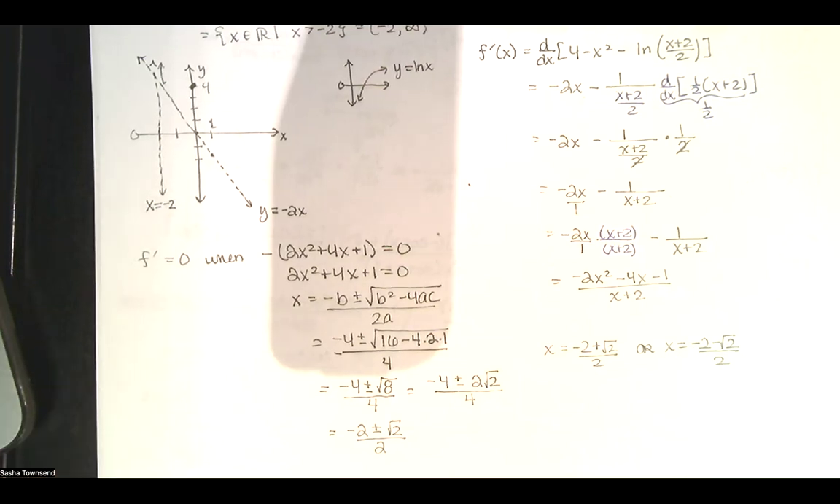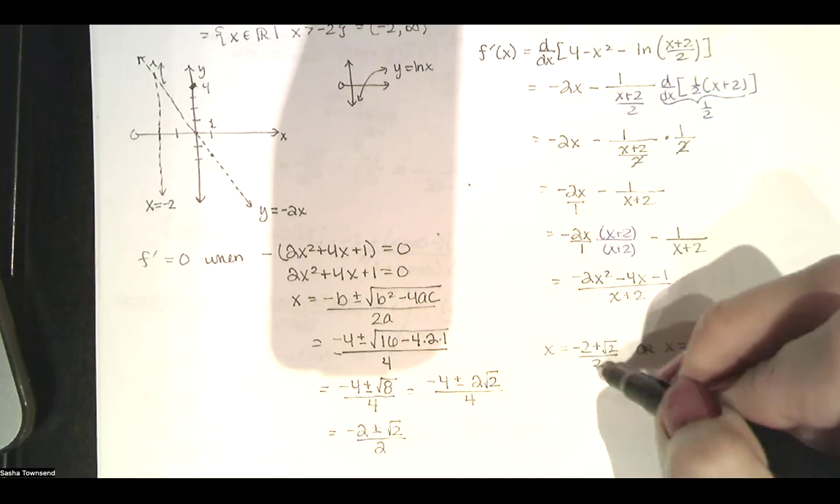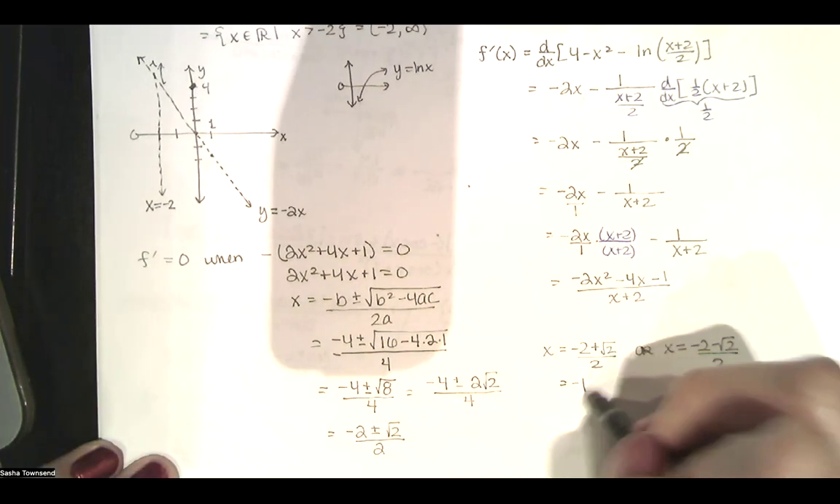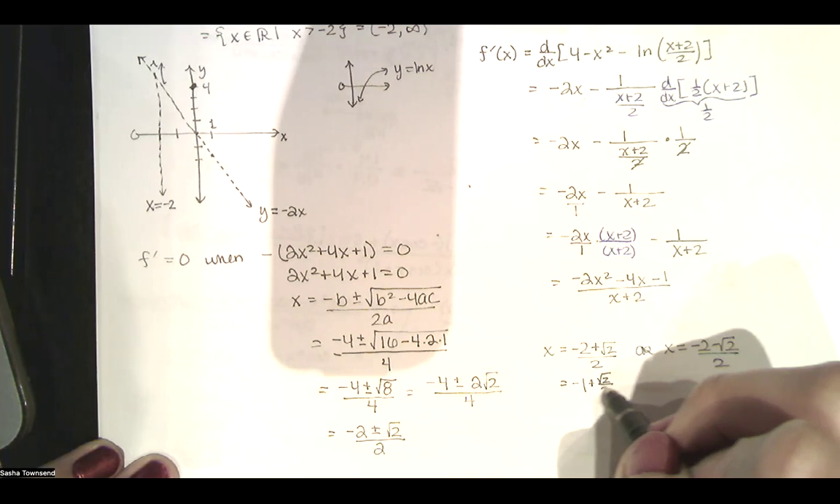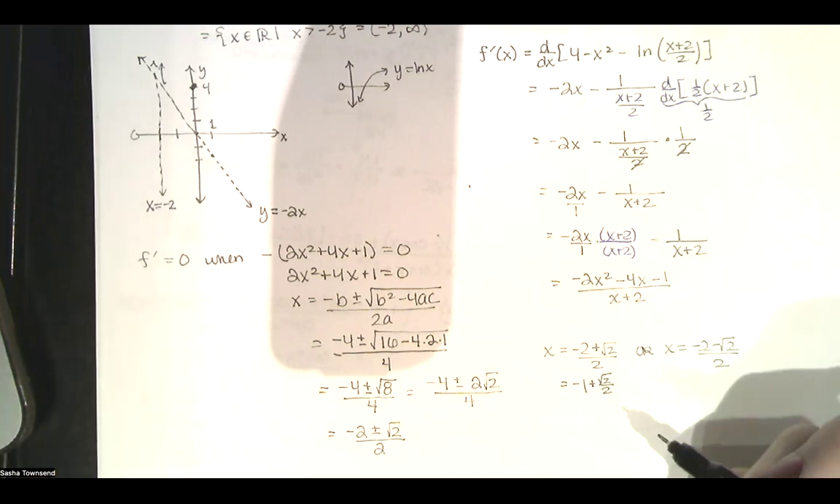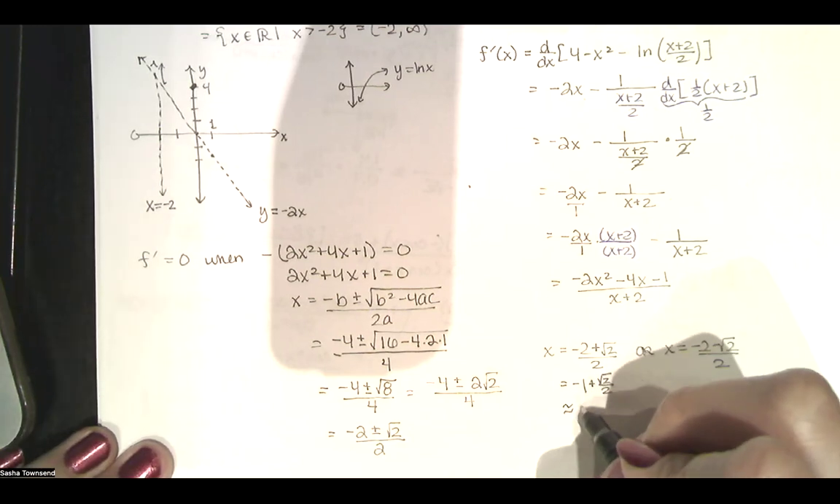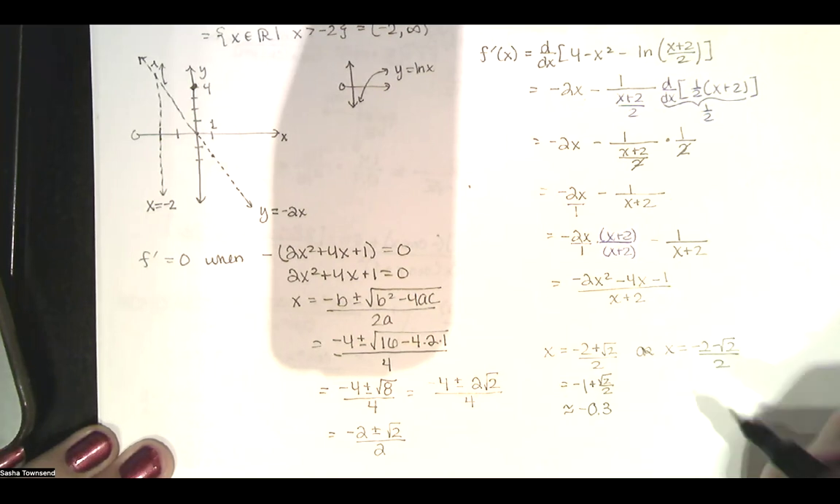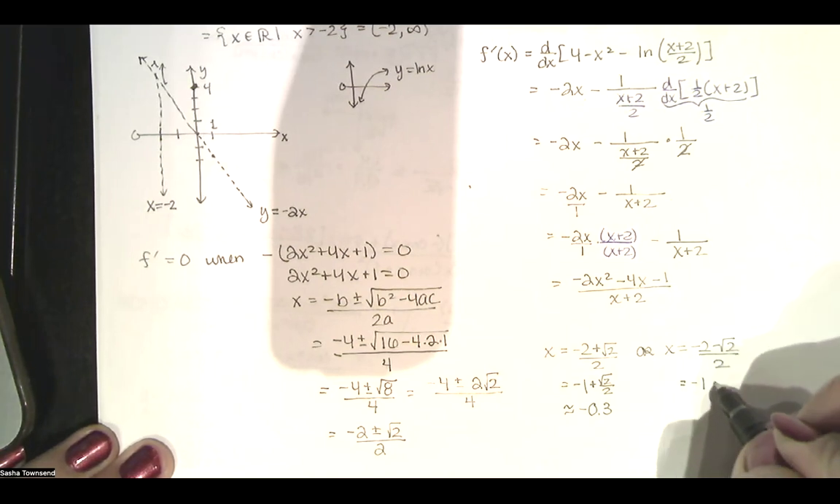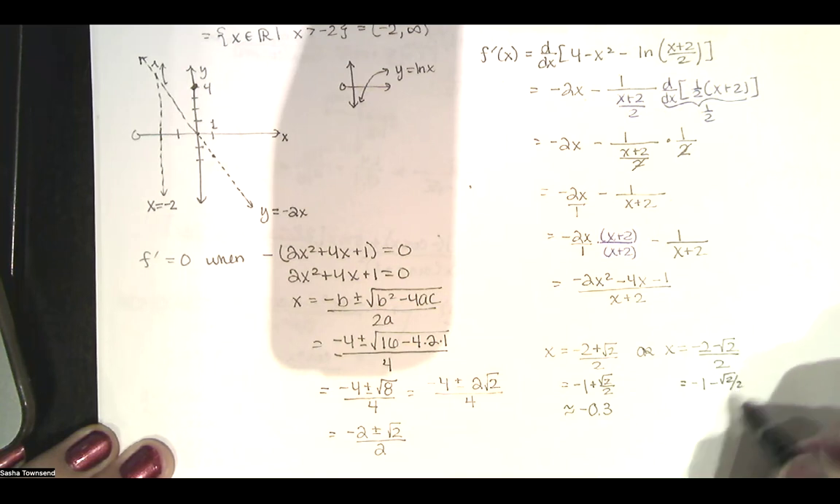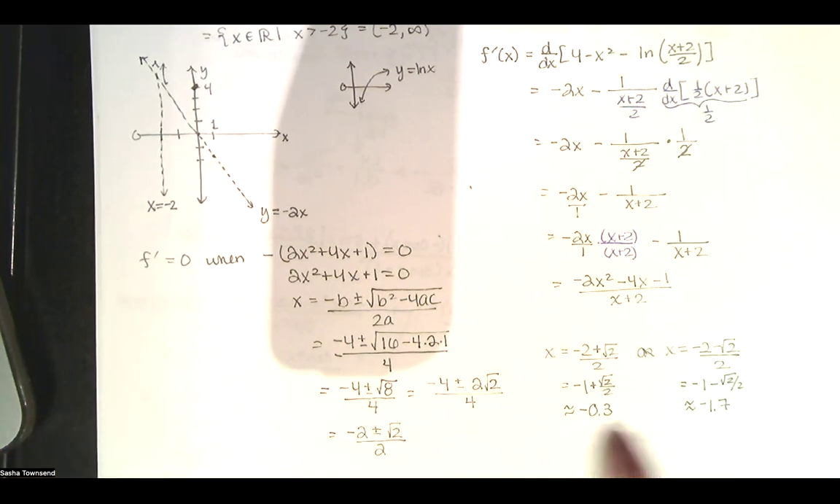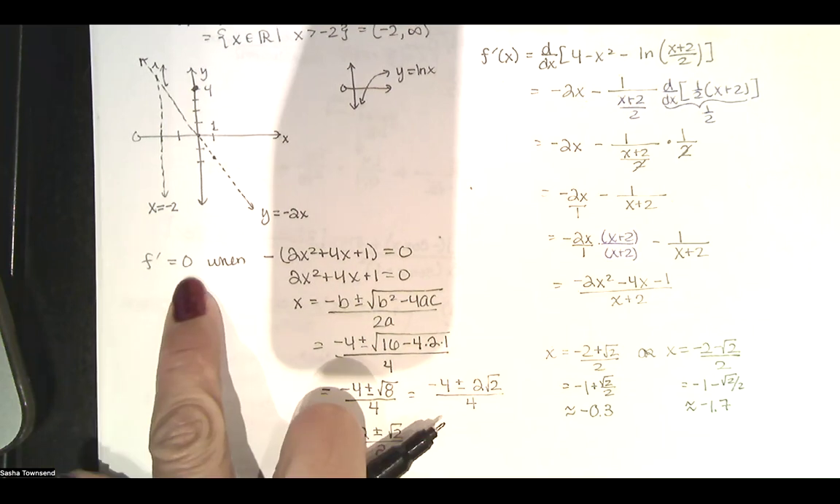So this is sort of negative 1 plus that square root of 2 over 2, which is about 0.7. This is about negative 0.3. And this is negative 1 minus square root of 2 over 2. So it's about negative 1.7. So at those two x values, f prime is 0.